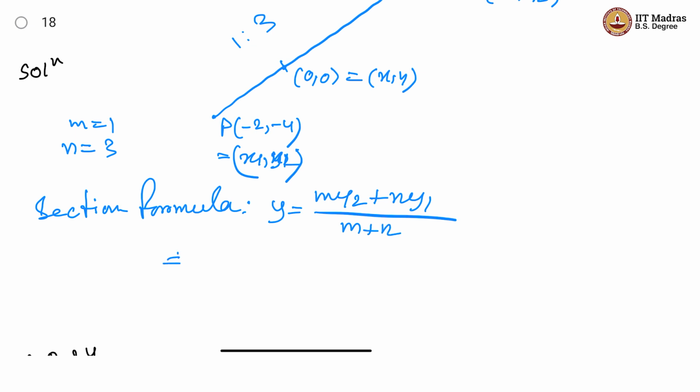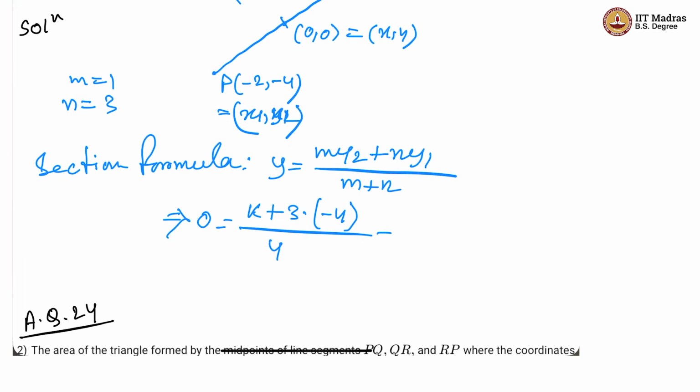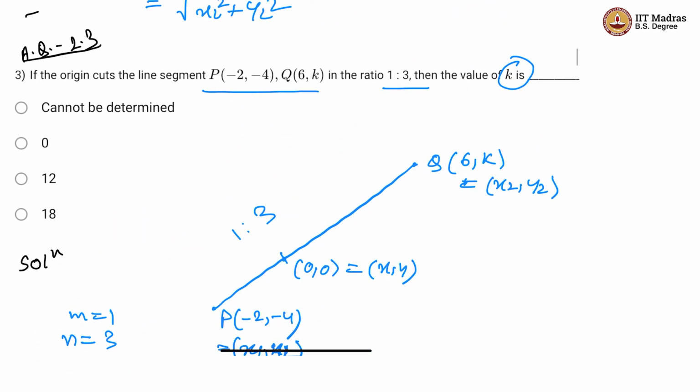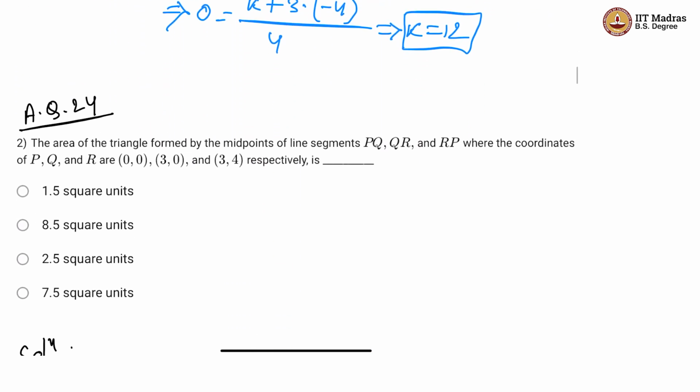Now we can directly put the values here. So it will be 0 equals k plus 3 into minus 4 over 4, right? 3 plus 1 is 4. So it will be k equals 12, right? So we got the value of k, which is 12. That means this option is a correct option. Okay, so we can move to the next question now.